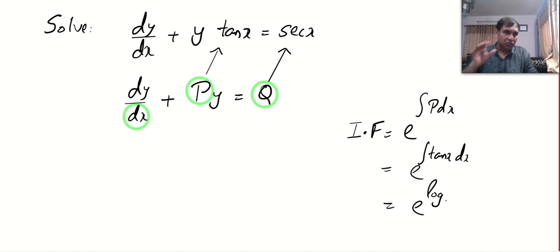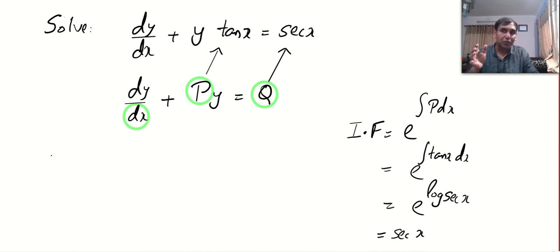Log. Strictly speaking, you should use natural logarithm, or you should write log to the base e. But in most of your books, I saw they're casually writing log on the assumption that in calculus we use the base e. Okay, so integral of tan x is log sec x. So we end up with e to the power log sec x. Just now I told you, exponential function and natural logarithmic function are inverses of each other. So you are going to end up with sec x.